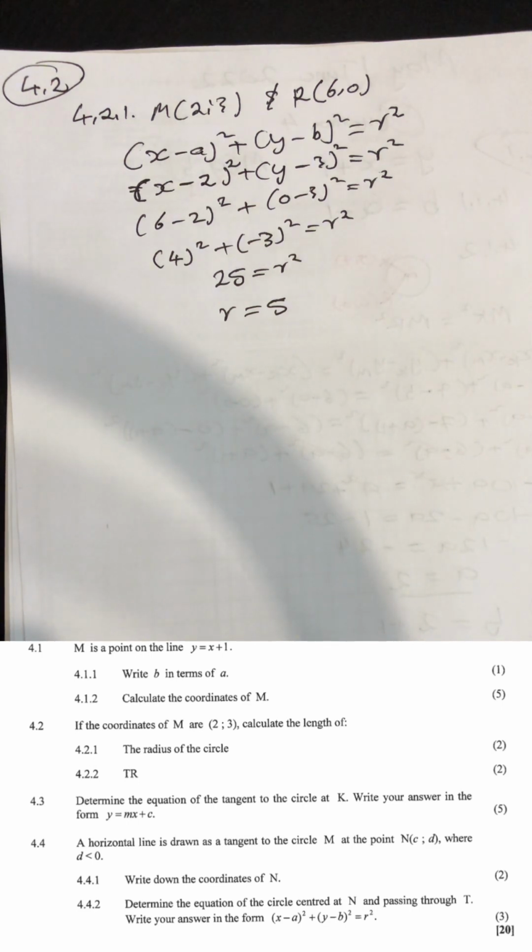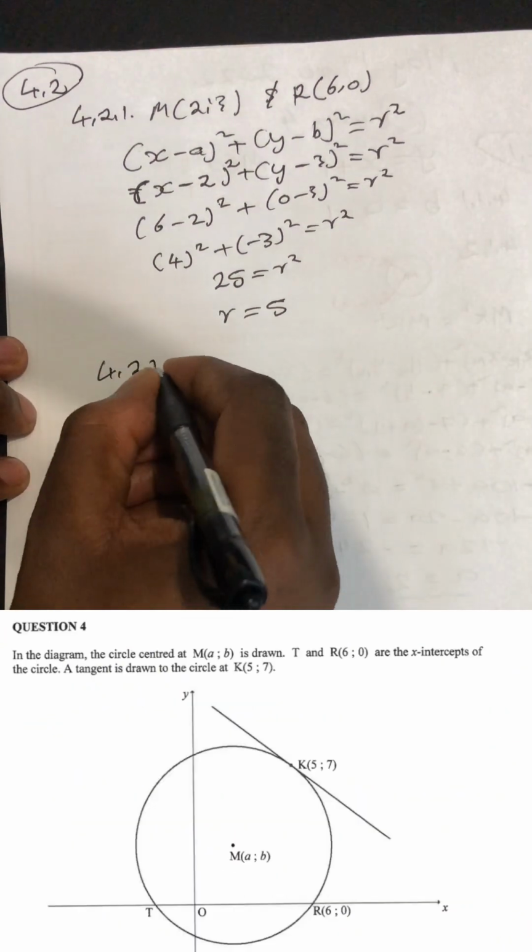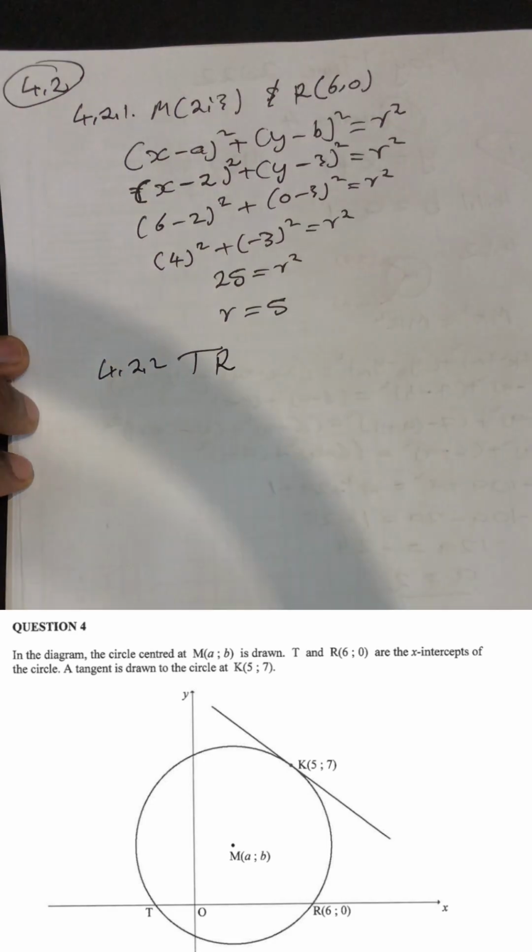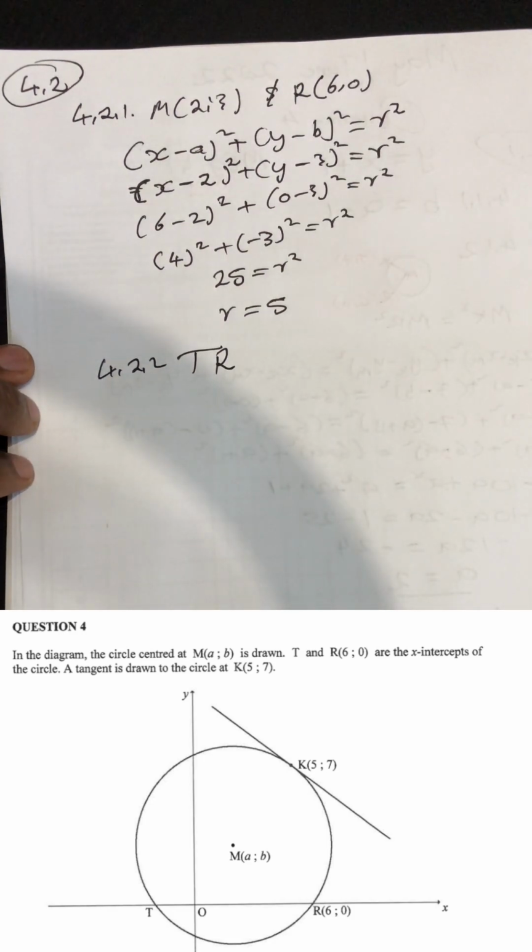How wonderful is this question? Now they want us to calculate the length of TR. 4.2.2, the length of TR. If you look at TR, even in the statement, it was said that T and R are the x-intercepts of the circle. We already have the coordinates of R. We must only look for the coordinates of T.